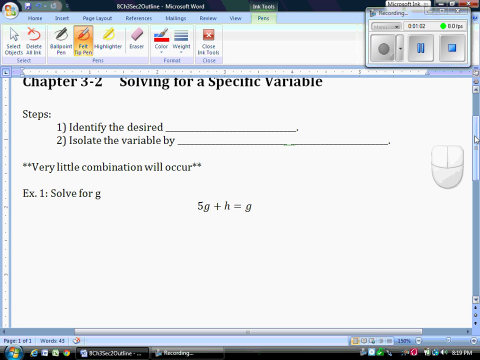We're going to be solving equations for specific variables. The first thing I need to do is identify the desired variable. What variable do I want to solve for? The second thing I do is isolate that variable by solving equations. As long as you know how to solve equations like we've practiced all year, this should not be too difficult. Like this says here, very little combination will occur, meaning we're going to do very little actual addition, subtraction, multiplication, division, things like that. You're just going to be writing variables next to each other.